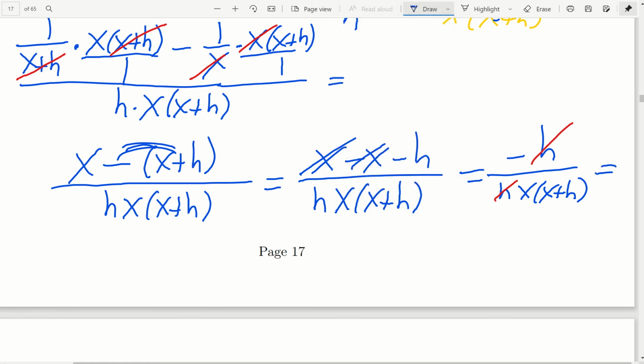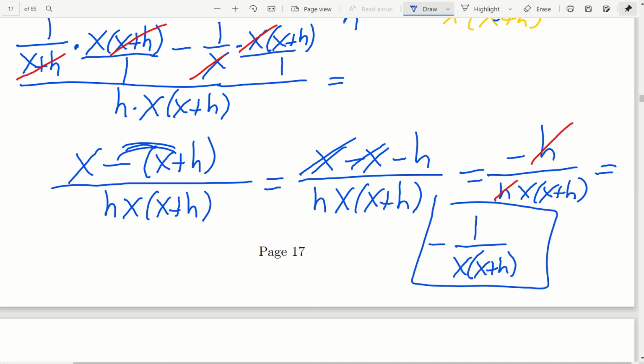So we have a factor of h in the numerator, a factor of h in the denominator. Those cancel, and we're left with our final answer of negative 1 divided by x times x plus h. And that's what the simplified difference quotient would look like for this example.